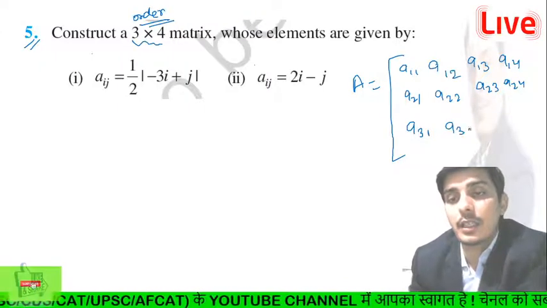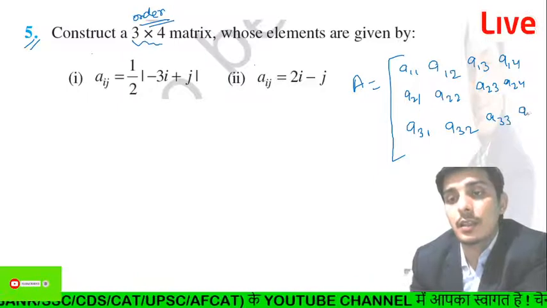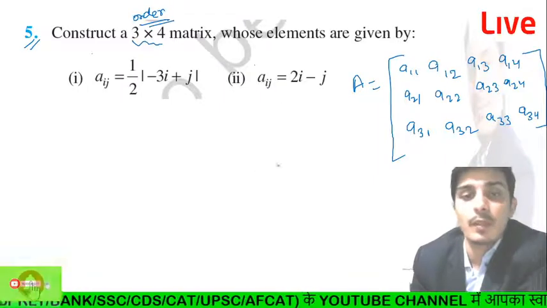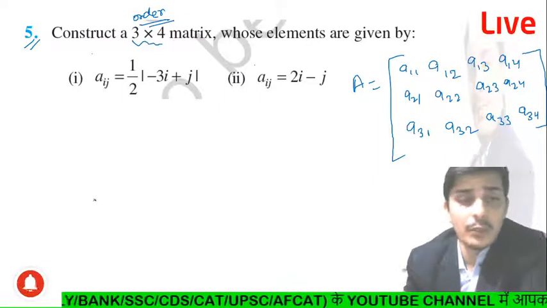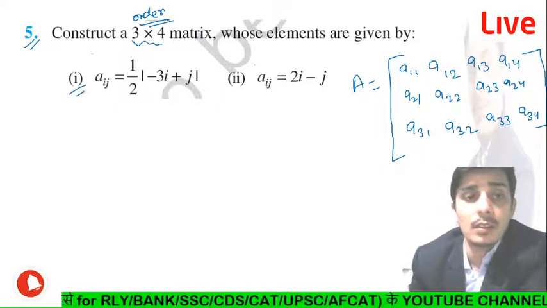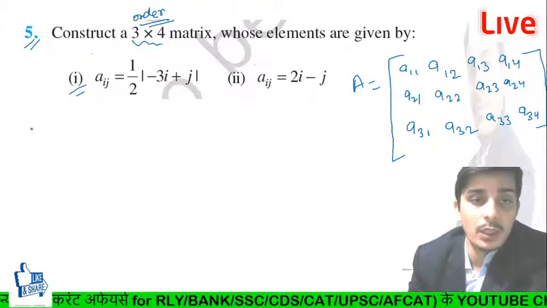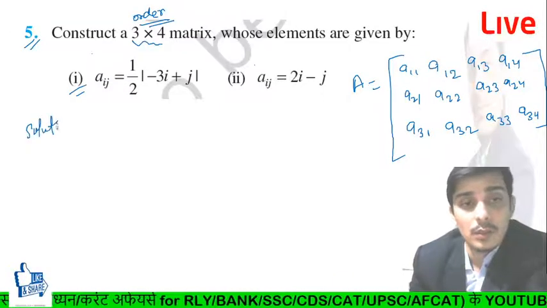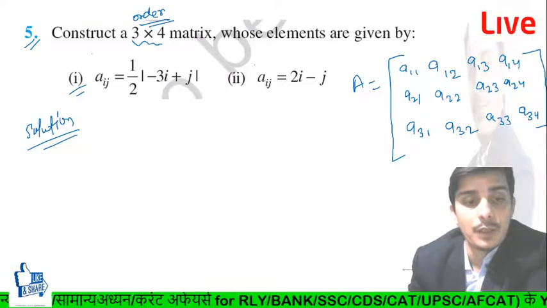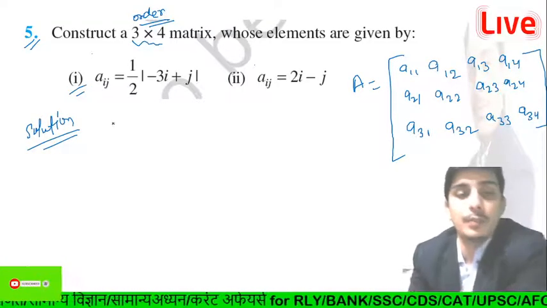And here we can write A32, A33, and A34, right, guys? Are you getting my points, what I am saying? Now we have to find out all the elements on the basis of the first formula, guys. So actually I am going to find out the first. This is very simple, guys, and you can find it out very easily.